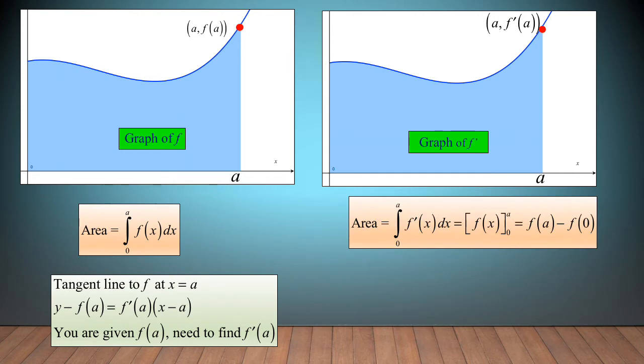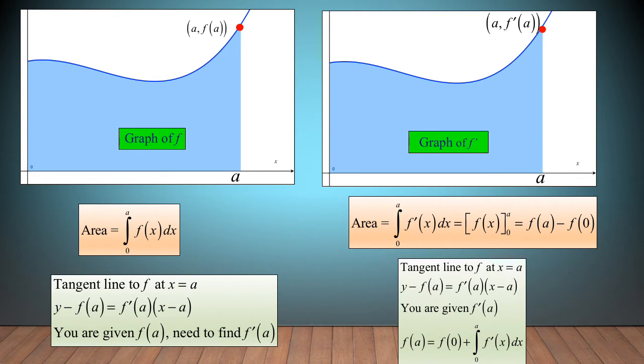However, in the picture on the right, suppose that the blue curve represents the graph of f prime. So at x equals a, our red point is the point (a, f prime of a). Therefore, the blue shaded area would be the integral from 0 to a of f prime of x dx. And we know that the integral of f prime is simply f. So this would be f of x evaluated from 0 to a, and therefore the area in terms of f would be f of a minus f of 0.